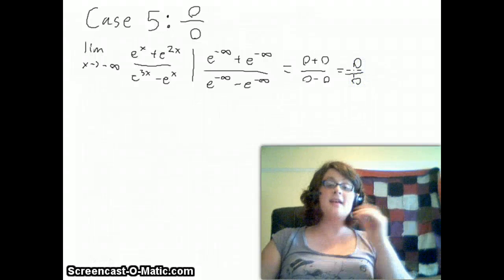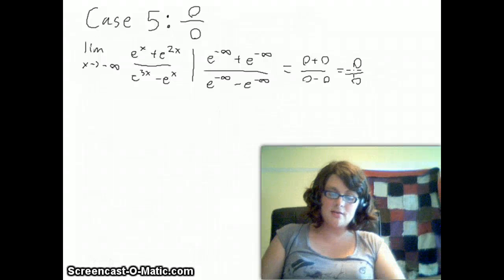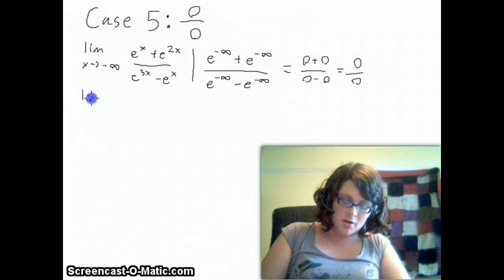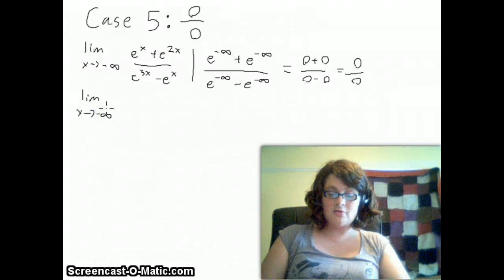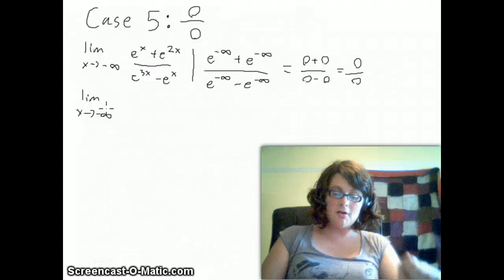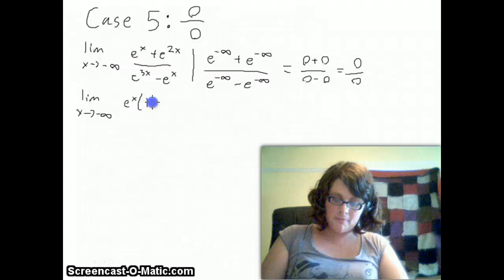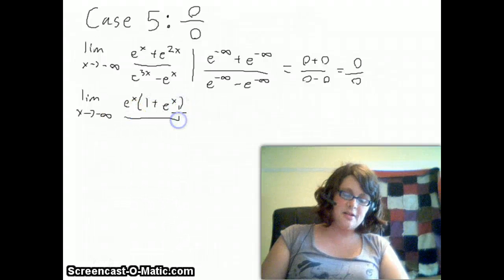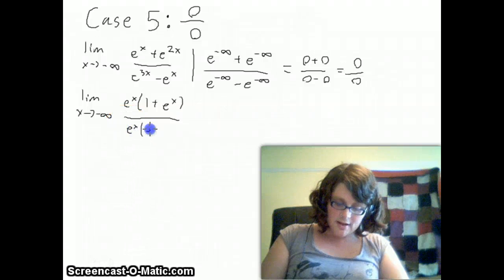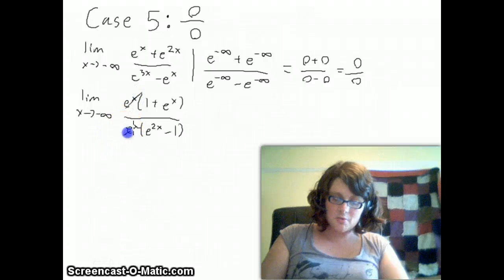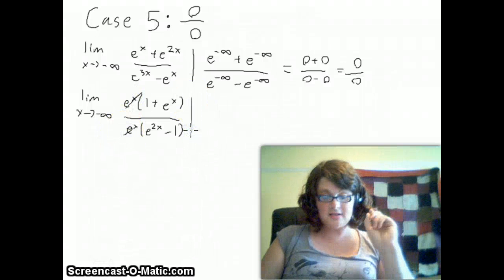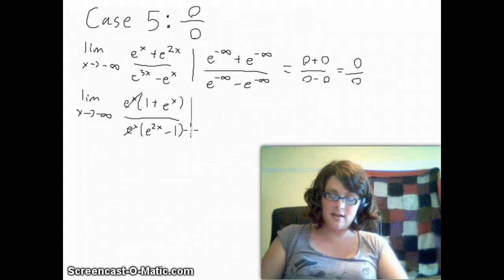So now we're going to try to get something from the top and something from the bottom to cancel. In order to get this to happen, we're going to factor the top and factor the bottom. What we can do to factor these situations is factor out a common factor of e to the x. So if we factor an e to the x out of the top, we get left with a 1 plus e to the x. If we factor an e to the x out of the bottom, we get left with an e to the 2x minus 1. These e to the x's will cancel, and now, since the cancellation has occurred, we can try plugging in again.